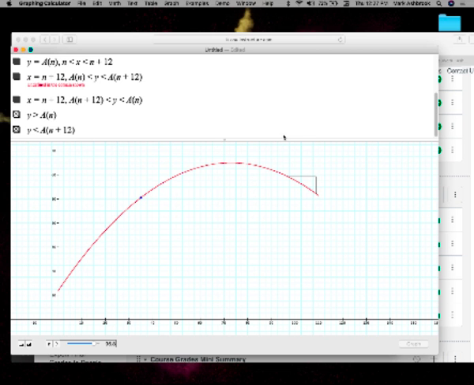Why does that work? Why does this work? Well, how do these values compare? How does a of n plus 12 compare to a of n? It's less. And why is it less? Because the function is decreasing, right? If the function is decreasing, then function values later down the road are going to be less. And so now we have all y values greater than the lower value and less than the higher value.